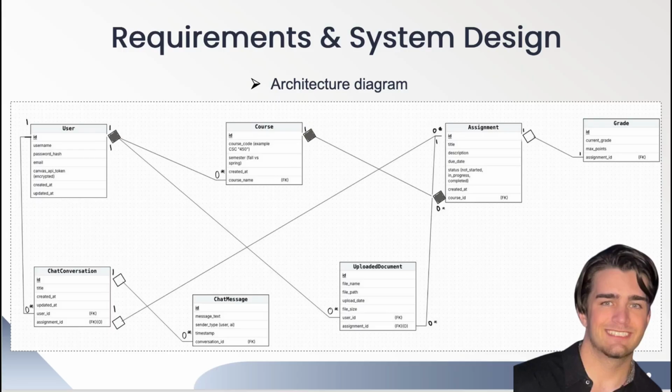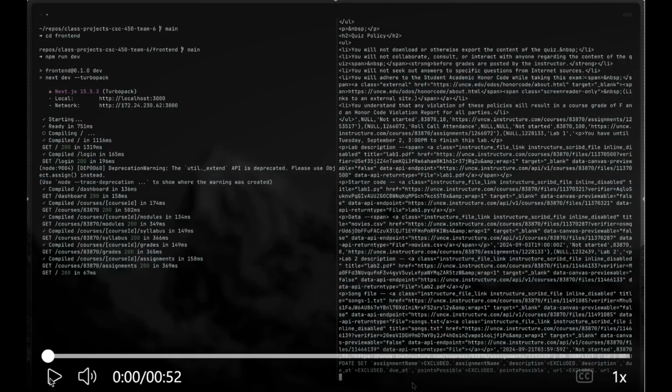The most important part here is the chat conversation table. You can see it links the user directly to an assignment. That link is what allows the AI to know exactly which homework problem you are talking about. We also have tables for messages and uploaded documents, so if a student uploads a PDF rubric, it gets tied to that specific conversation context.